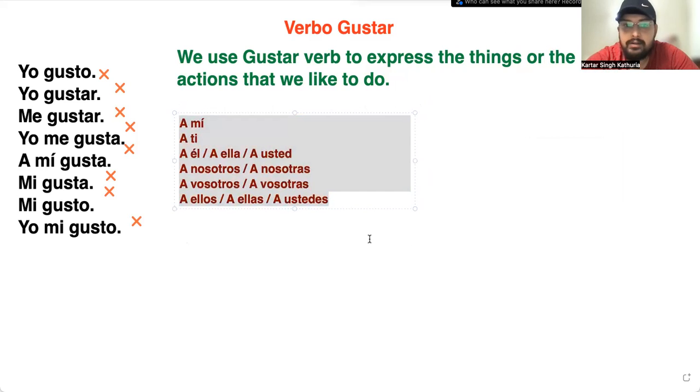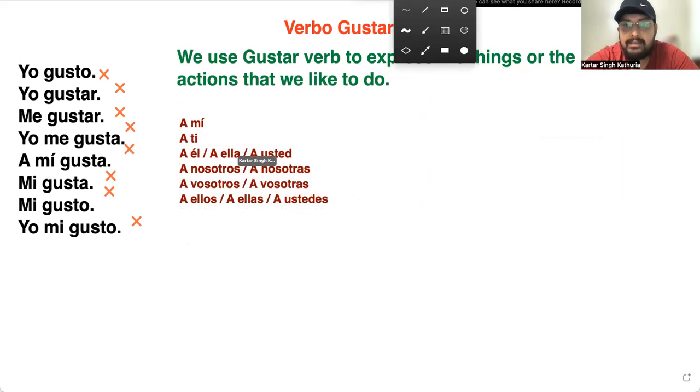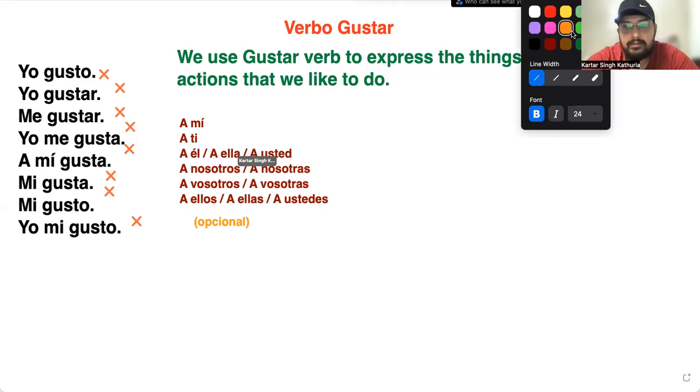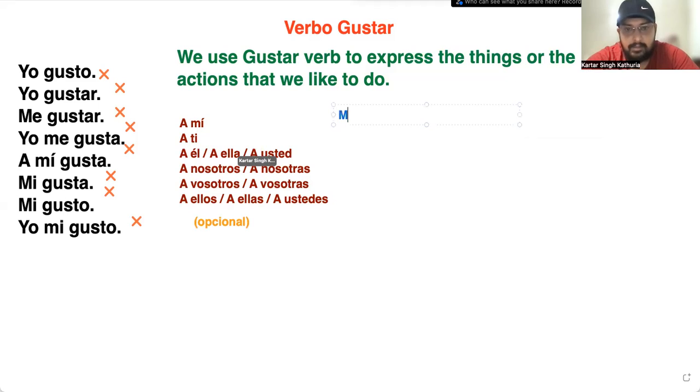By optional part, it means that when it is clear from the context who is doing the action, we need not write this one. Optional. And then comes the mandatory part. Okay. Me, te, le, nos, os, les. You have to memorize it.